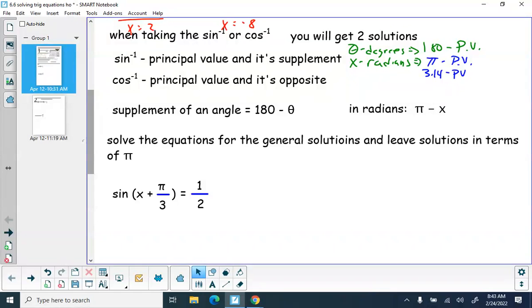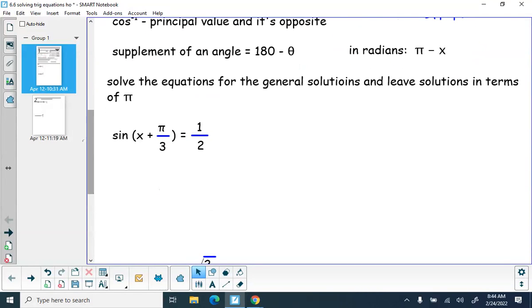Pi over 3 is 60 degrees. Pi over 6 is 30 degrees. So what I suggest you may want to do is, even though we have an x variable there, leave it in degree form to see what you come up with first off. I have the sine of x plus pi over 3 is equal to 1/2.